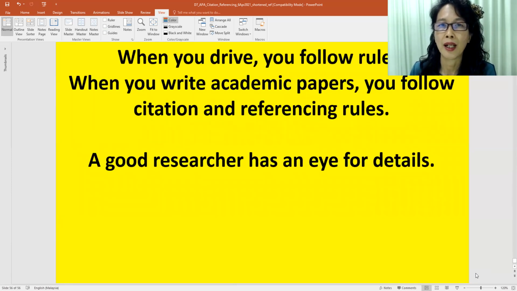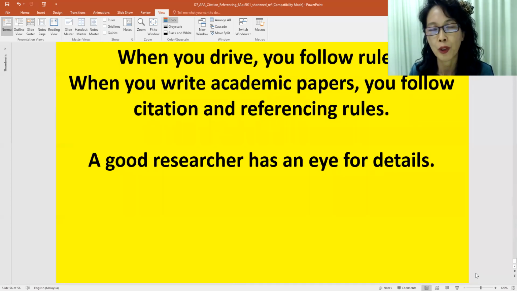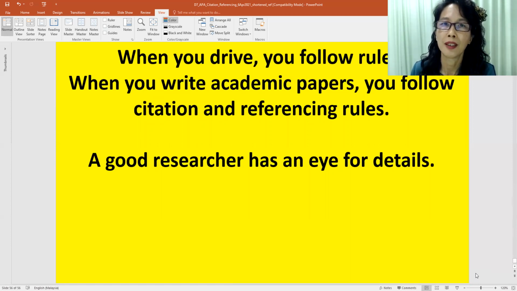All right, so I hope that I have given you some clear ideas on referencing rules. When we drive, we follow rules on the road. When we write academic papers, we follow citation and referencing rules. A good researcher has an eye for details, so I hope you are able to pay attention to all the necessary details to produce a perfect reference list.